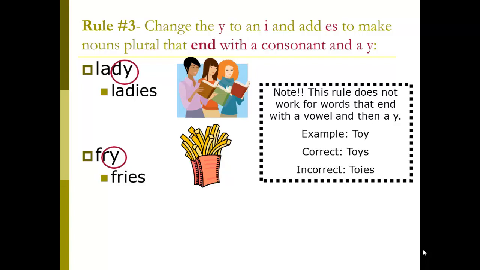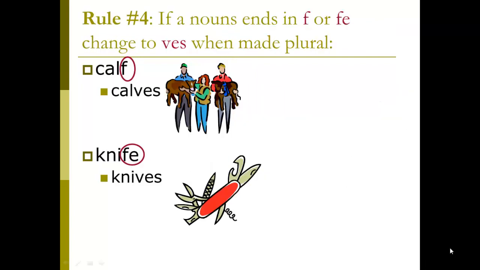Rule number 4, if a noun ends in F or FE, we're going to change it to VES when we make it plural. For example, calf. If we have more than one calf, we have calves. We change the F to a V and add ES. Knife. When we have more than one knife, we have knives. We change the F to a V and add ES.